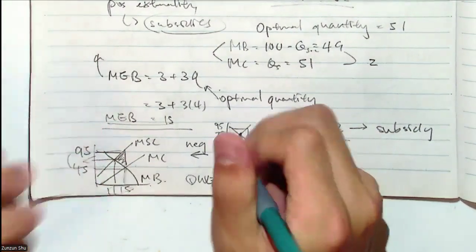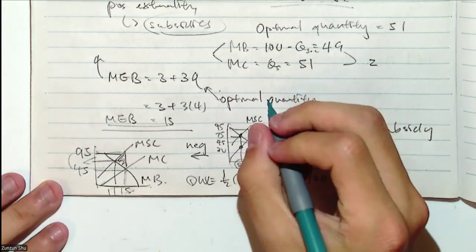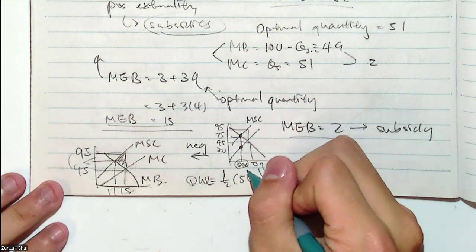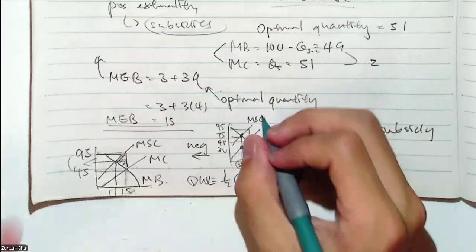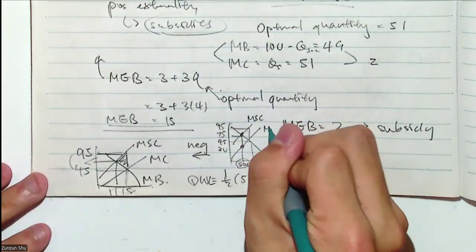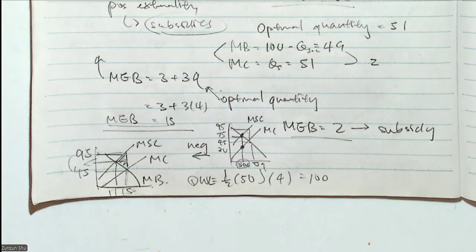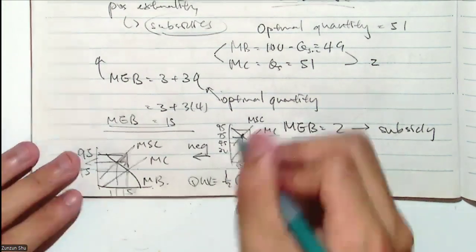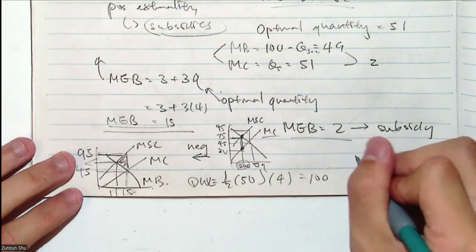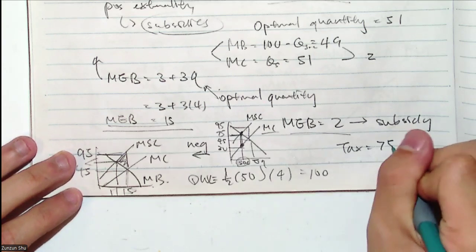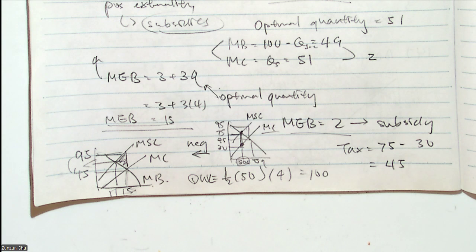And what are these points? Well, this is the MSC line. So this is when your socially optimal quantity hits your marginal social cost. Okay, and this is your marginal cost line. So this point is when your socially optimal quantity hits your marginal cost. So between this and this is actually your tax, and your tax is this. It equals 75 minus 30, which is equal to 45. So there is the answer.